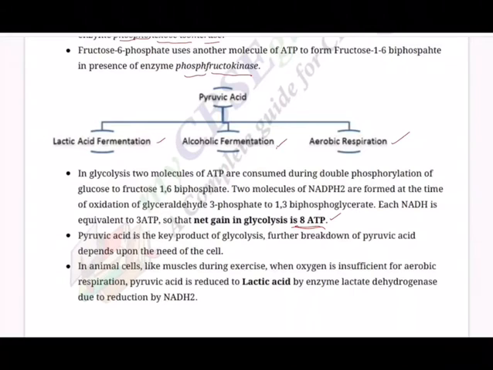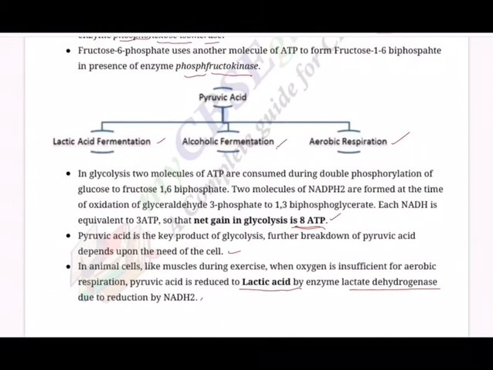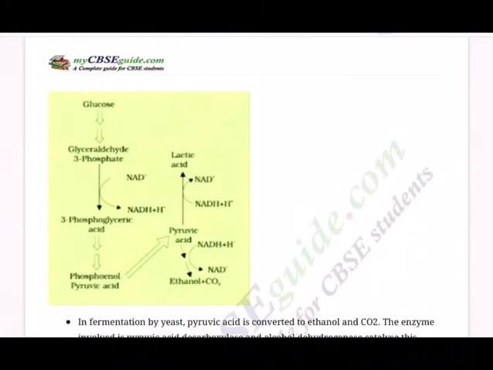And the further breakdown of pyruvic acid depends upon the need of the cell. In animal cells like muscles, during exercise, when oxygen is insufficient for aerobic respiration, pyruvic acid is reduced to lactic acid by the enzyme lactate dehydrogenase, due to oxidation of NADH2. That's how we get what is called muscle fatigue. Now, how does that happen?